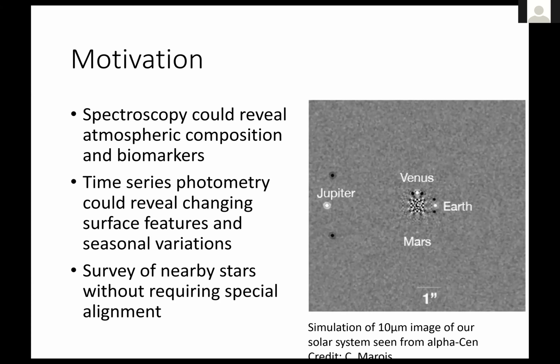So Ben already presented a good motivation for direct imaging, but I would also like to add that I think time series photometry is really interesting, the ability to watch the planet rotate and evolve over time. Here's a simulated image that Christian made of a 10 micron image of our solar system as seen from Alpha Cen. This is the sort of image we might dream of one day getting.